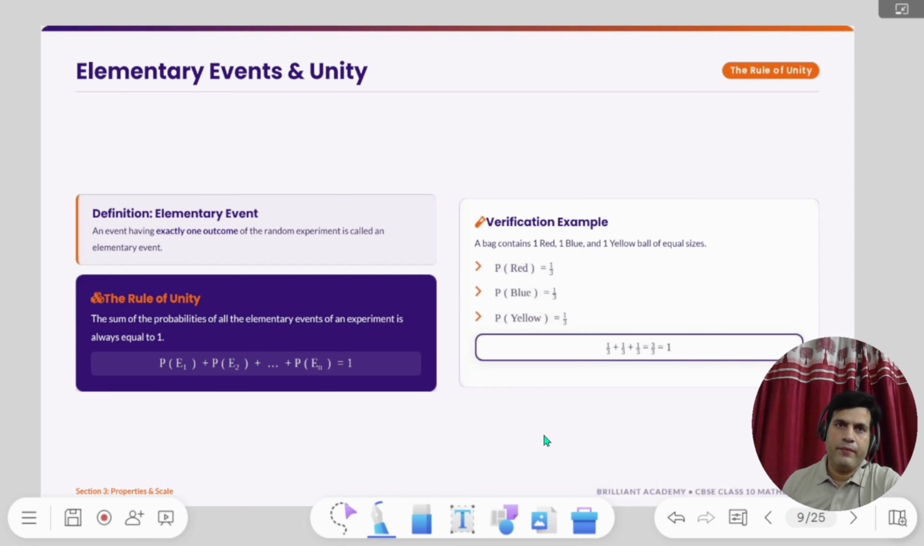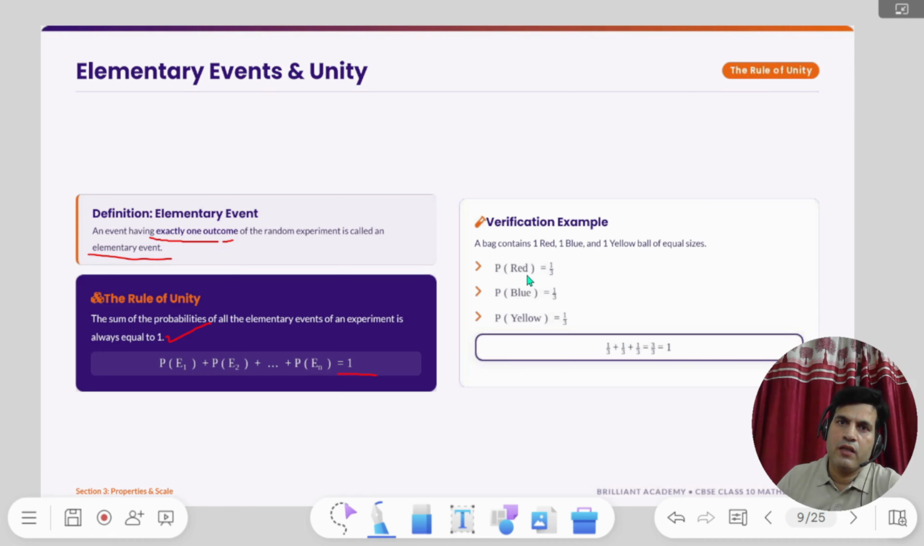And what is an elementary event, or unity? Elementary events are events having exactly one outcome of the random experiment. The rule of unity: the sum of the probabilities of all the events of an experiment is always equal to 1, like P(e1) + P(e2) + ... + P(en) = 1. So if you sum the probabilities of all the elementary events, the sum will be 1.